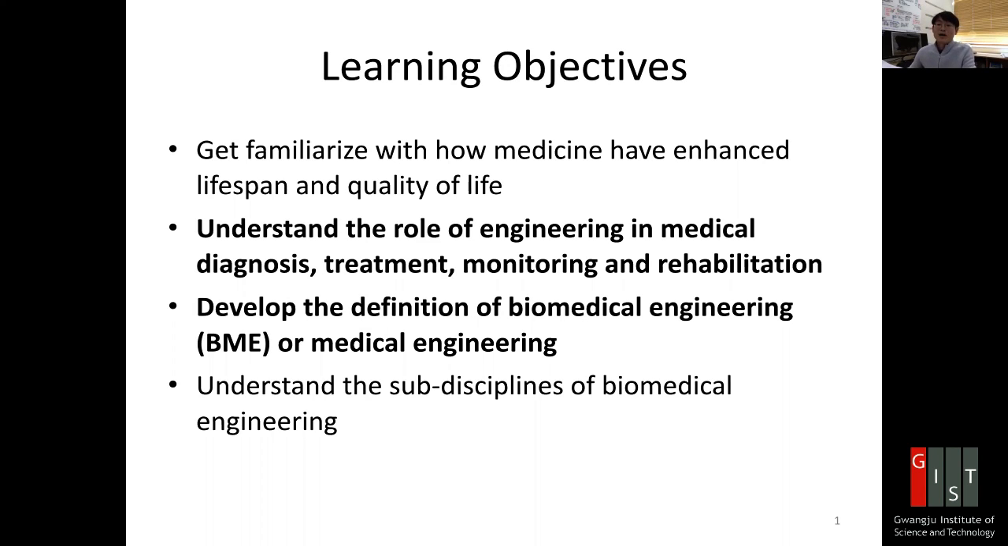Hi, now let's discuss understanding the role of engineering in medical diagnosis, treatment, monitoring, and rehabilitation. Also, we want to start talking about the definition of biomedical engineering or medical engineering.